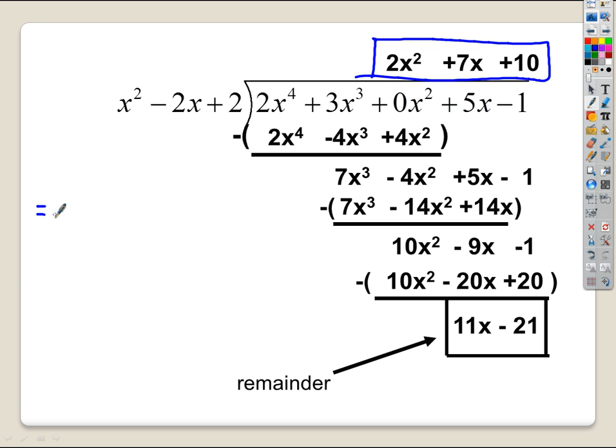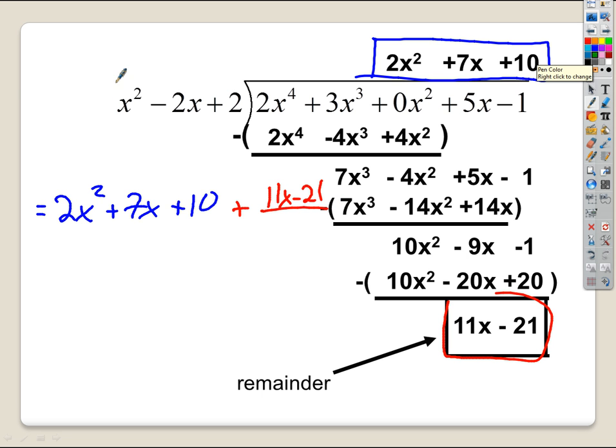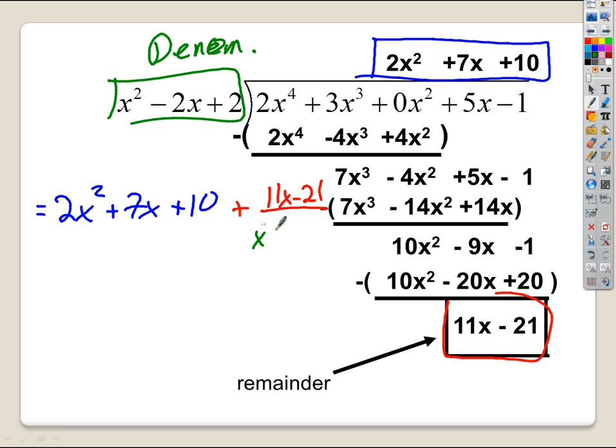So our answer is going to equal 2x squared plus 7x plus 10, but this part down here is our remainder. So that's got to go in the numerator of the leftover part. So plus 11x minus 21 over what? x squared minus 2x. Exactly, the original. This is our denominator, isn't it? So that goes on the bottom. x squared minus 2x plus 2. So that whole thing is our answer. Okay?